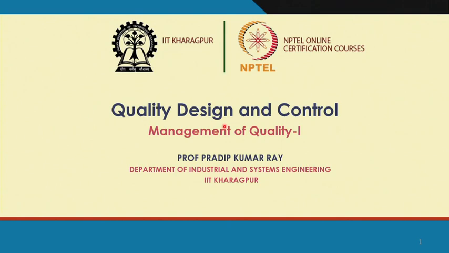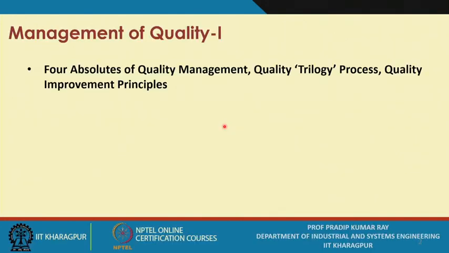Okay. So, in the next lecture sessions on management of quality, I am going to discuss three important issues or aspects which have a direct bearing on quality management, as well as the quality of performance and quality of conformance. So, these three issues are: four absolutes of quality management.